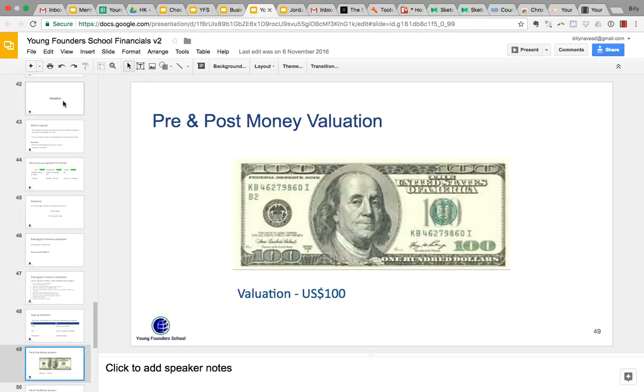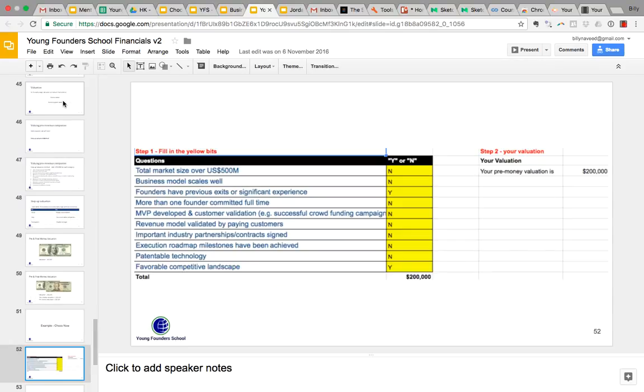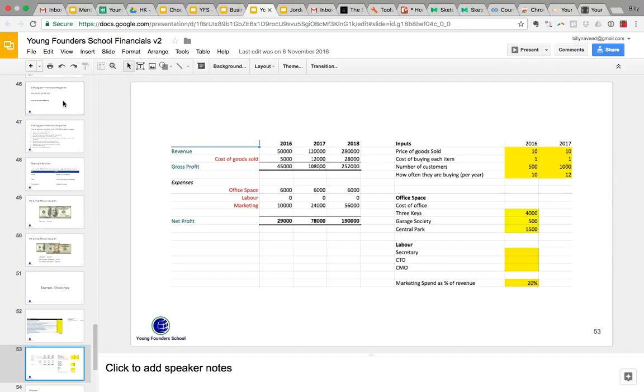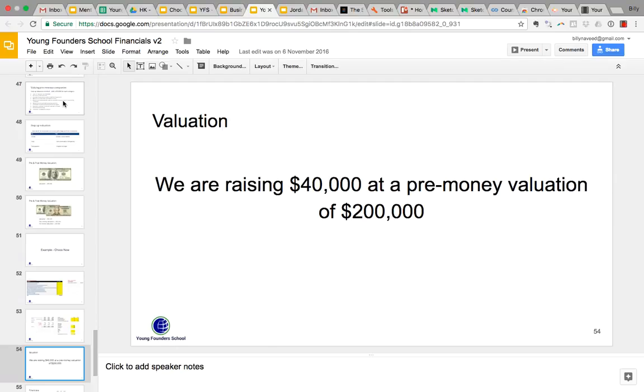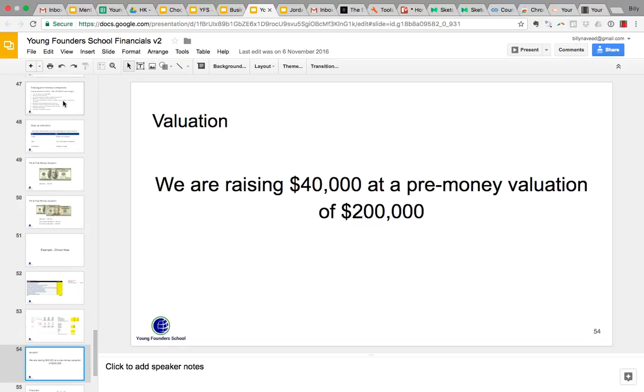And then we go through what is pre and post money valuation. And we go through the example on Choco Now, how I tick this for myself, and lo and behold, my pre-money valuation was $200,000, and then how that translates into the ask itself, right? So we're raising $40,000 at a pre-money valuation of $200,000. That $40,000 has come from my estimate of how much it's going to cost me to start this business.